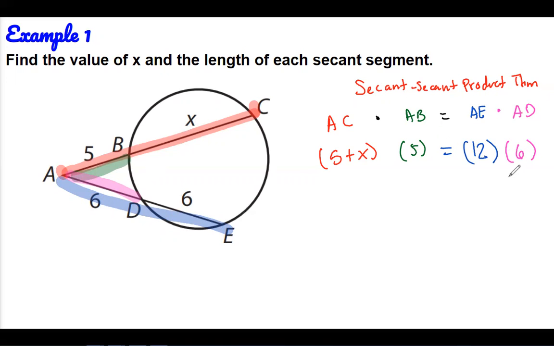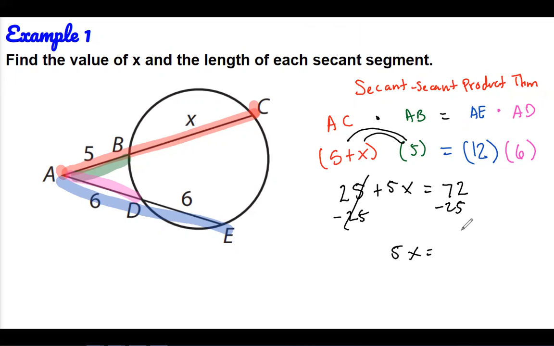We're now going to solve that beautiful equation. So what do I do here? Multiply. So we're going to distribute. We already multiplied a binomial by a monomial. So it gives me 25 plus 5x equals, what is 12 times 6? 72. And then it becomes a 2 step. So subtract 25, subtract 25. I'm left with 5x equals, what is 72 minus 25?